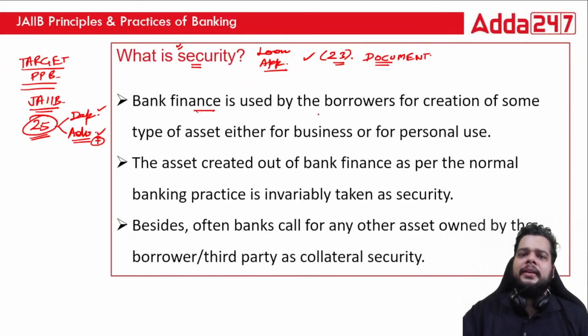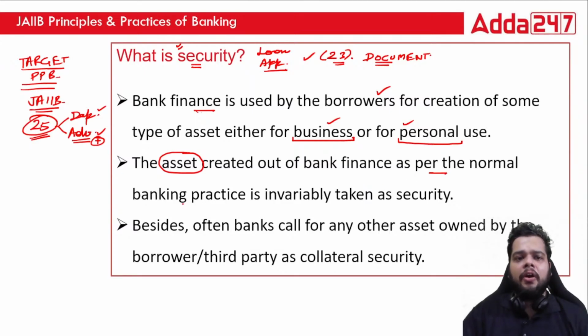The bank finance is used by the borrowers for the creation of some type of asset, either for the business or for personal use. Whenever we are discussing a loan amount, it might pertain to businesses or, for that matter, personal use of an individual. But what do we mean by security? It is just an asset. The asset created out of the bank finance, as per normal banking practice, is invariably taken as the security. And the asset which is held by the customer will be termed as the security.